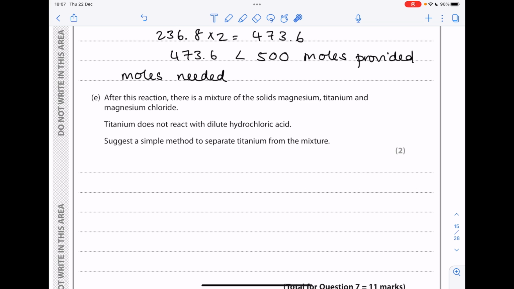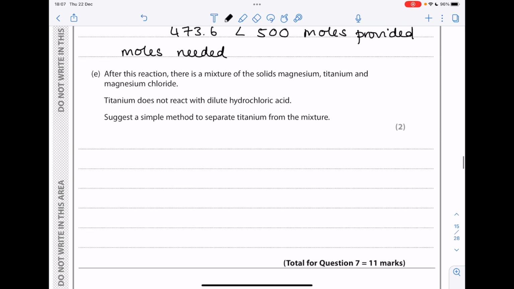After this reaction, there's a mixture of solids: magnesium, titanium, magnesium chloride. Titanium does not react with dilute hydrochloric acid. Suggest a simple method to separate titanium from the mixture. What you want to do is filter the mixture in order to remove the titanium and then wash the titanium.